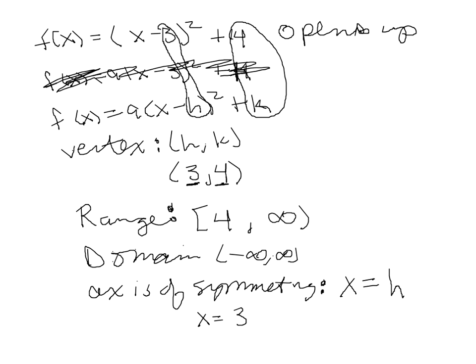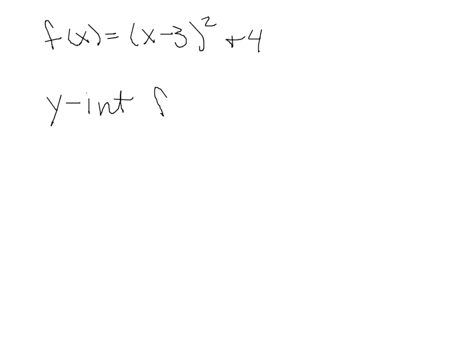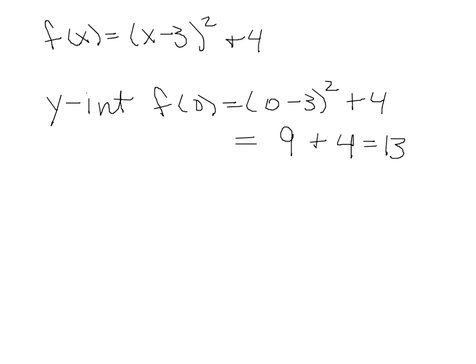All right, the next thing we need to do is find the x and y intercepts. So the y-intercept is f of 0, so we plug in 0 for x. So I get minus 3 squared, which is plus 9, plus 4 is 13. So there's my y-intercept. And my x-intercept, there are none.